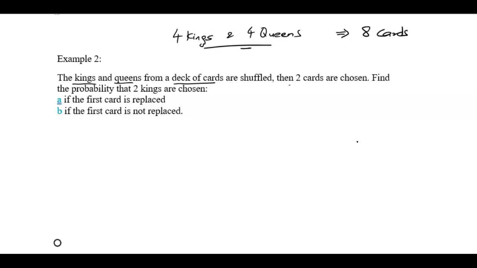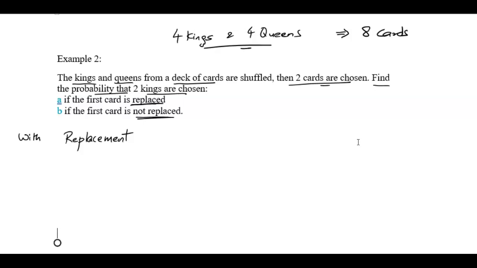Then they're choosing 2 cards, one after the other. Find the probability that the 2 kings are chosen. There's 2 parts to the question: if the first card's replaced, and if the first card's not replaced. So if I was to quickly draw up a tree diagram for this particular scenario, let's talk about with replacement, which means we take out the first card, put it back in the deck, and then shuffle it again.